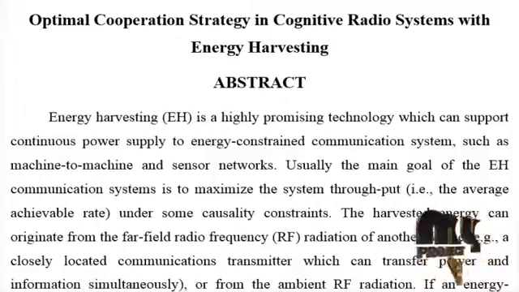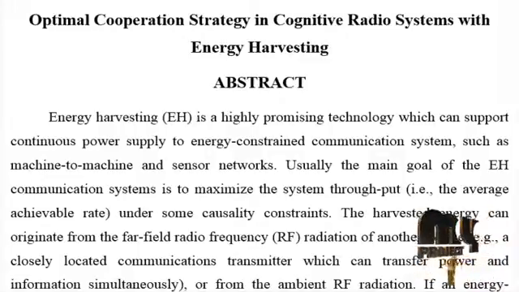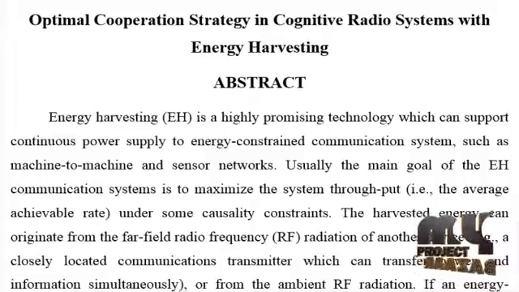The harvested energy can originate from the far field radio frequency radiation of another device, a closely located communication transmitter which can transfer power and information simultaneously, or from the ambient RF radiation. If an energy constrained system does not have dedicated communication resources, it can still be implemented as a secondary user system in a cognitive radio setup.